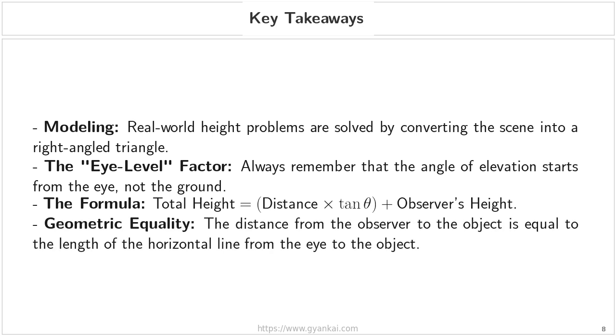Finally, keep this principle of geometric equality in mind. In our models, the horizontal distance from the observer's feet to the base of the object is exactly equal to the length of the horizontal line we draw from the eye to the object. This equality is what allows us to use that distance as our adjacent side in our tangent ratio.